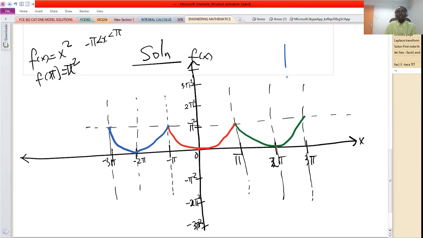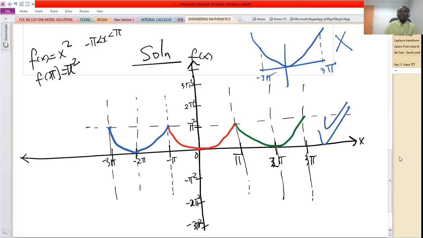If you draw continuously from minus 3 pi to positive 3 pi, you get it wrong, because you'll be assuming that the function f of x equals x squared holds from minus 3 pi to 3 pi. So this is the correct sketch that you need to do.